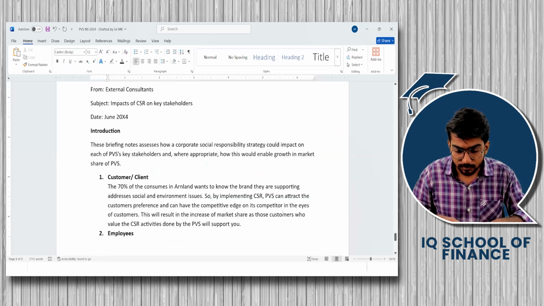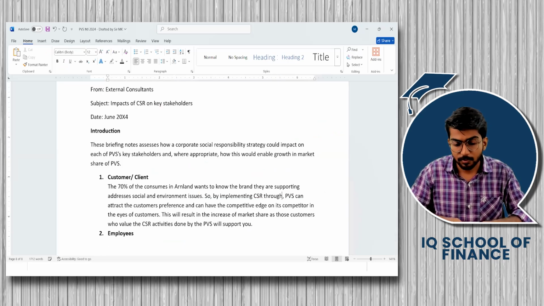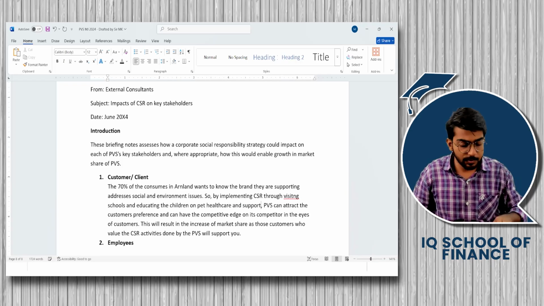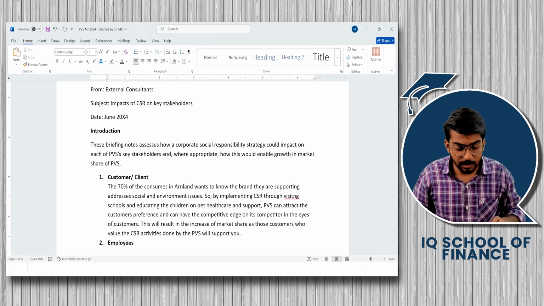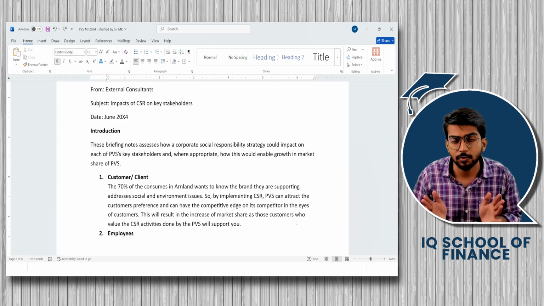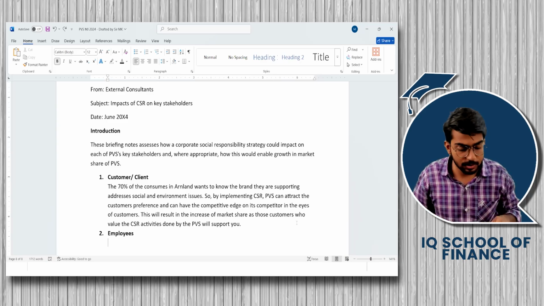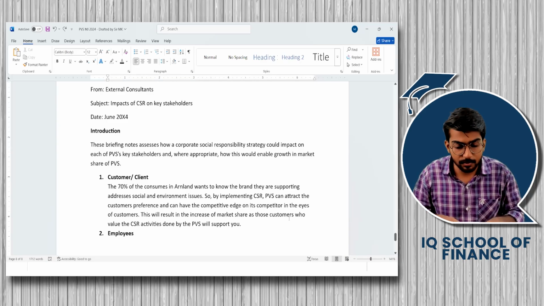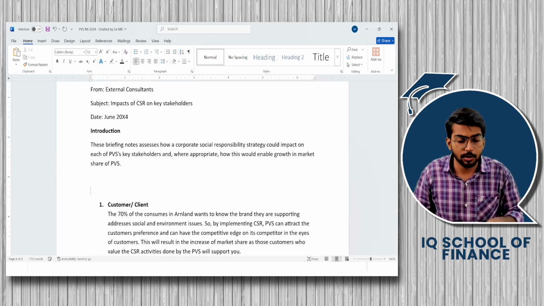Visiting schools and educating. Okay, let me just make it a general paragraph, because these are the activities we are going to do and they will have an impact on all stakeholders, right? So it is better that I make it a general paragraph which would be used for all of them.